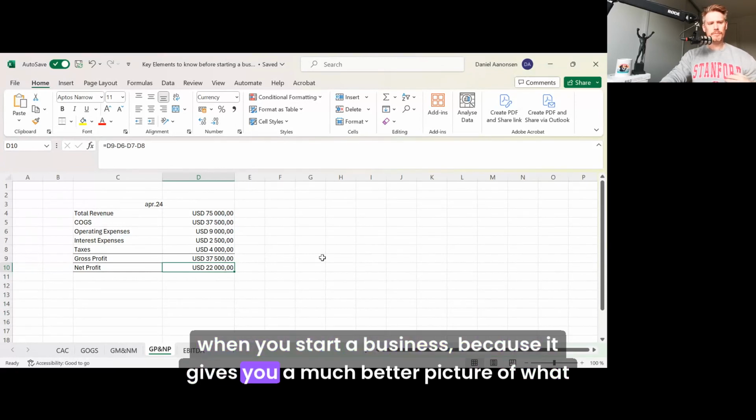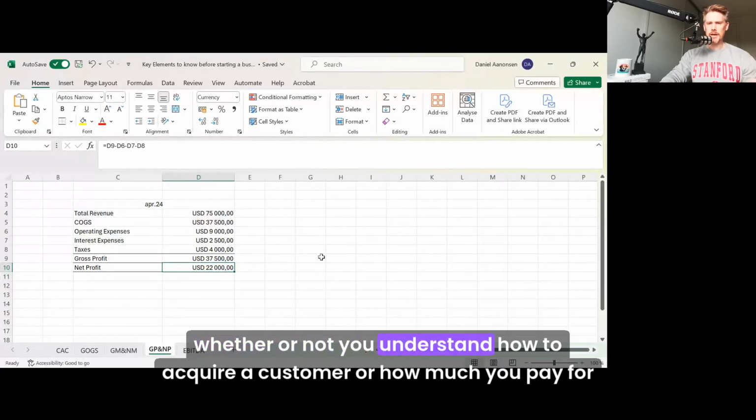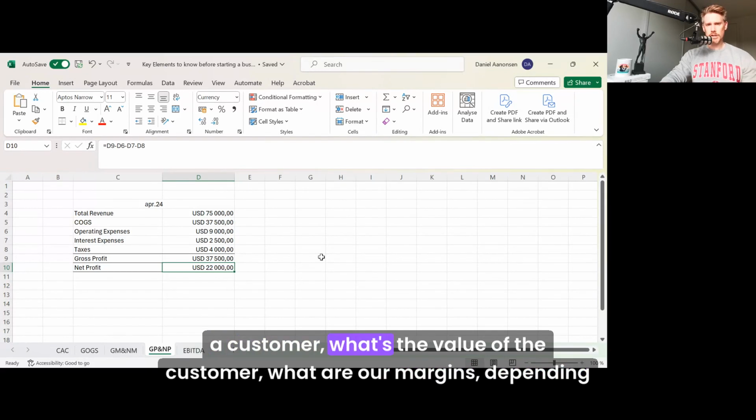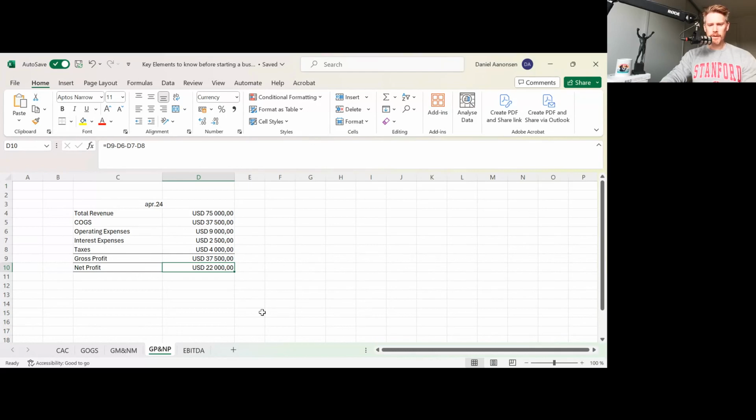So these are four very important key elements or key components to understand when you start a business, because it gives you a much better picture of what the different financial components are that play a huge role in whether or not you understand how to acquire a customer, how much you pay for a customer, what's the value of the customer, what are our margins, depending on what business you're planning to start, and making sure that there is actually a profit at the end of the day.